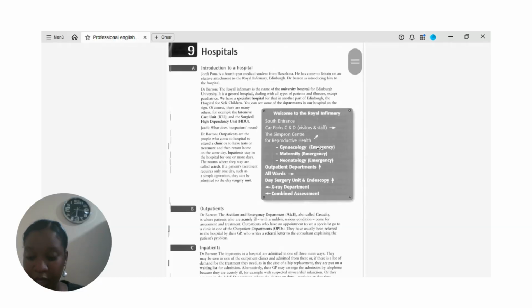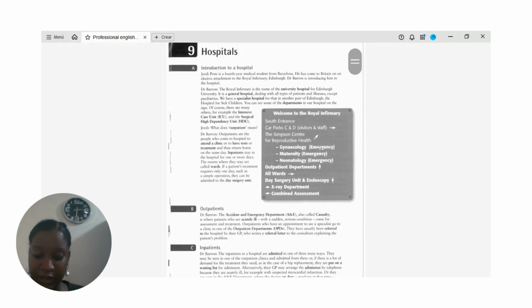Y por último, C, pacientes hospitalizados. Doctor Barro, los pacientes hospitalizados son admitidos de una de las tres maneras principales. Pueden ser atendidos en una de las clínicas ambulatorias y admitidos desde allí, o si hay mucha demanda para el tratamiento que necesiten, como el caso de un reemplazo de cadera, se les pone en una lista de espera para el ingreso.